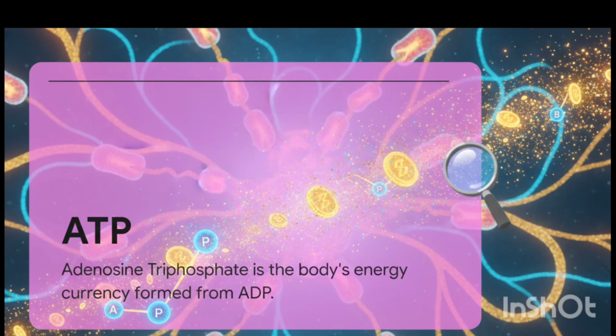Think of ATP as the vital energy currency of your body. It gets minted when ADP, adenosine diphosphate, combines with an extra phosphate. That creates a fully charged biological battery, ready to power absolutely everything you do. Once it's minted, this energy currency is shipped out to provide life to your entire body.